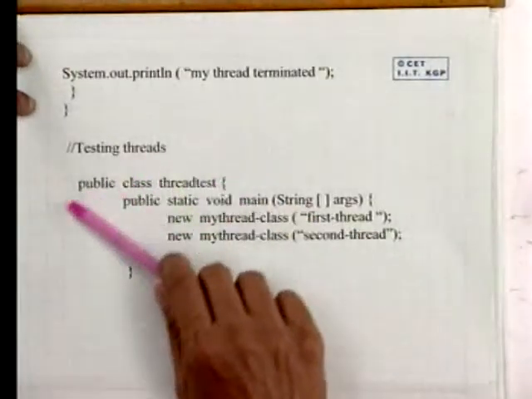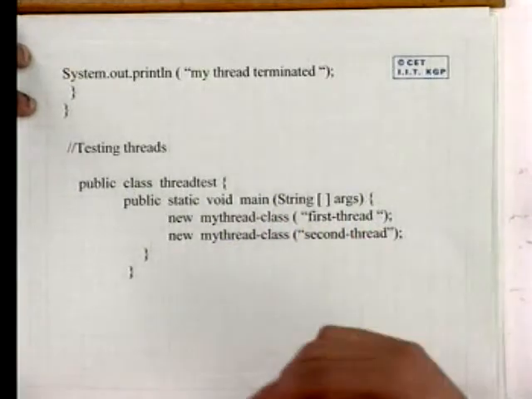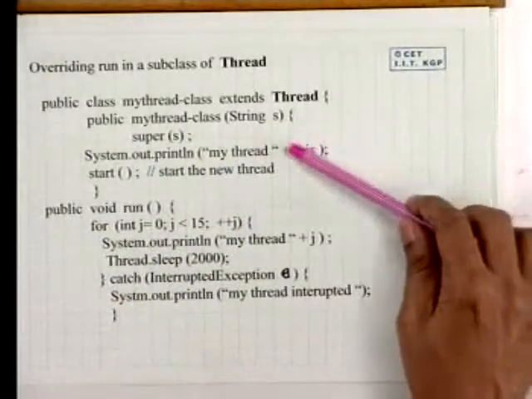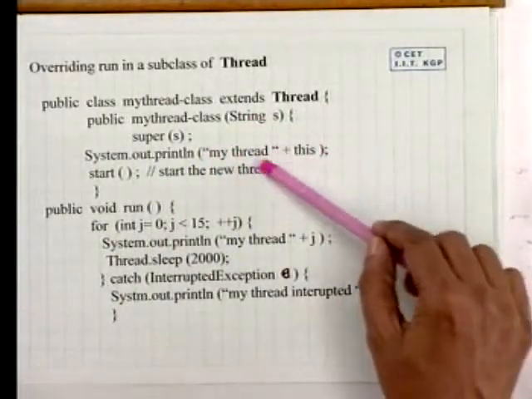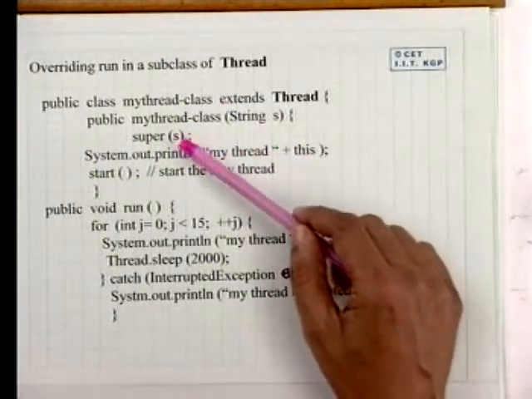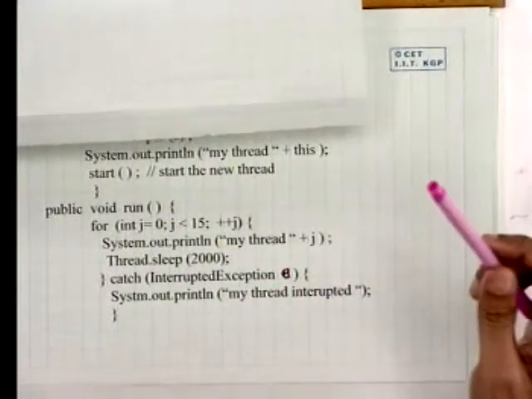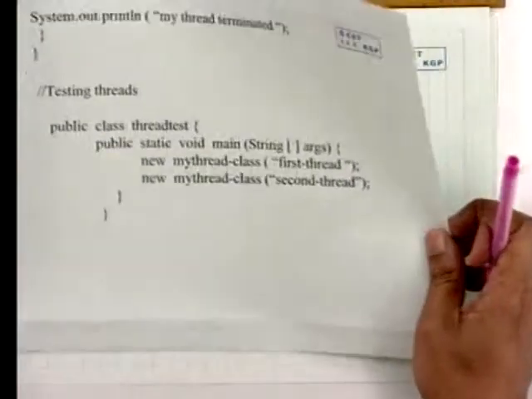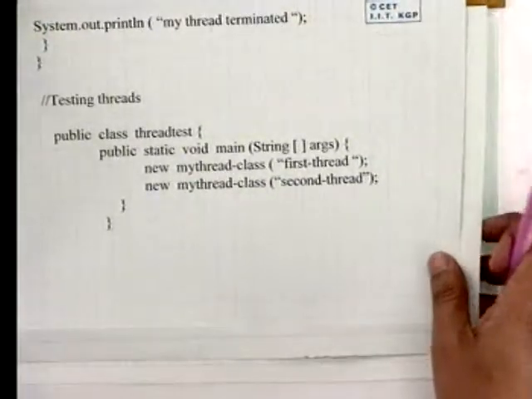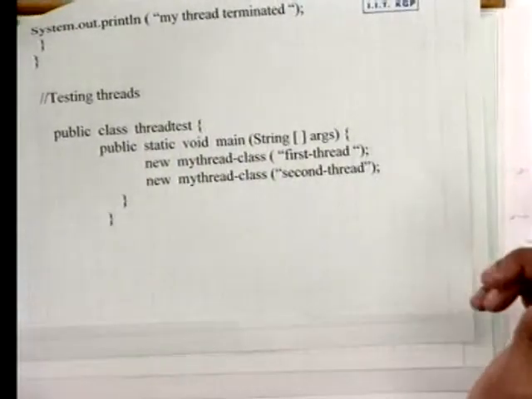Here you have a simple method in which we are having two threads. This is the first thread and this is the second thread. It will go on executing the first thread and print the first thread here. It will start my thread, print the first thread, and then go on waiting for 2000 milliseconds, about 15 times, and similarly the new MyThread class, the second thread, also will be running there.